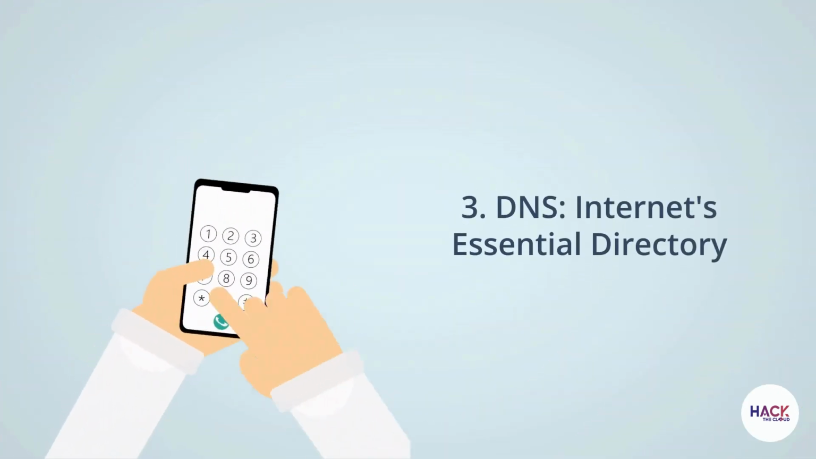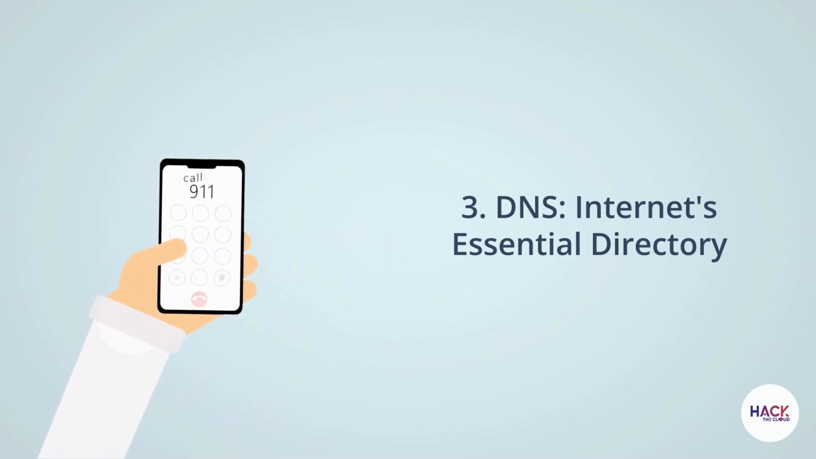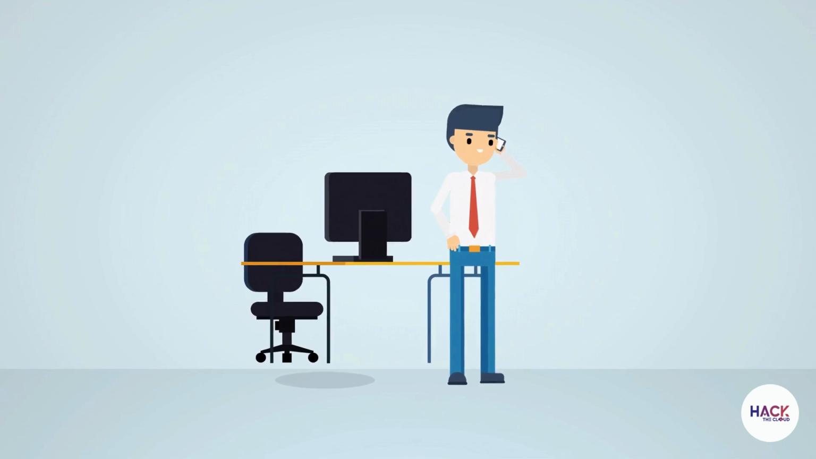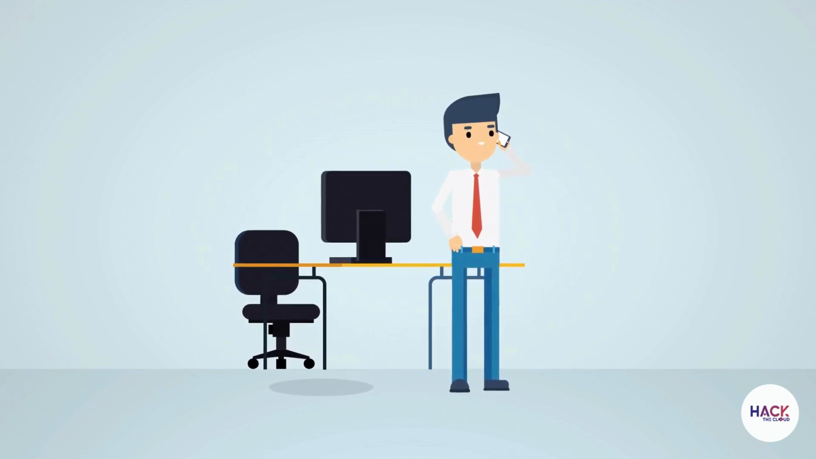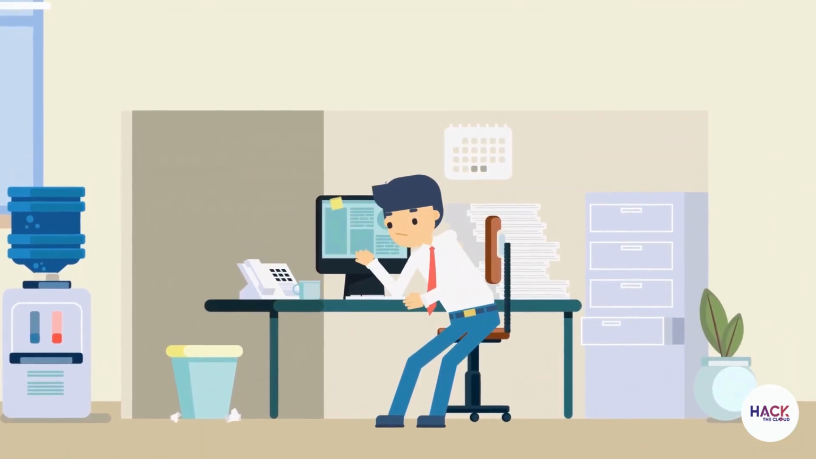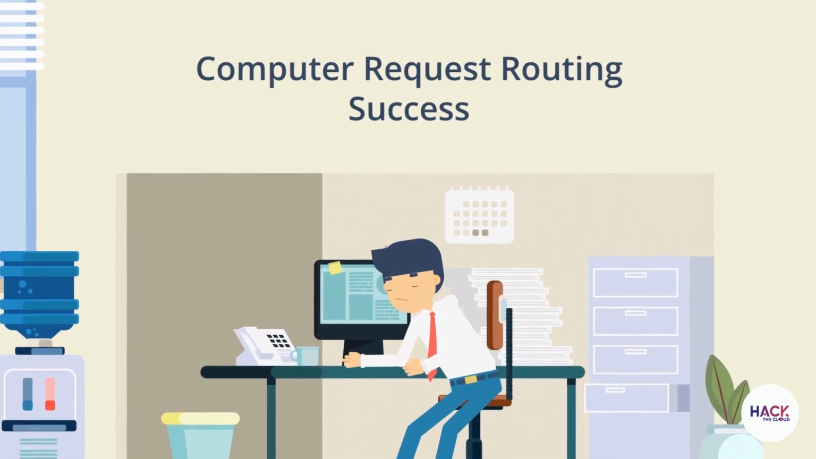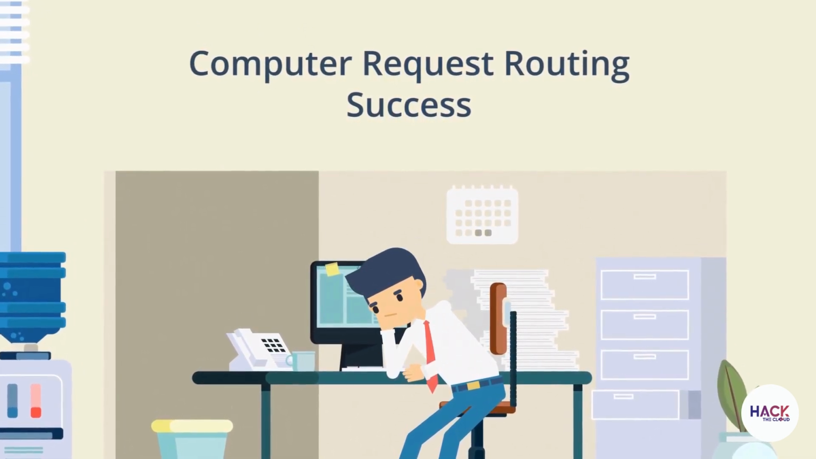DNS, the internet's phone book. Next, the browser phones up the DNS, the internet's giant phone book. It's like calling a friend and asking, "Hey, do you have Google's address?" But instead of calling one friend, it's calling a whole chain of them. Your DNS query hops around like a game of telephone until finally someone says, "Oh yeah, Google, I know them. Here's their IP address." And voila, now your computer knows where to send your request.